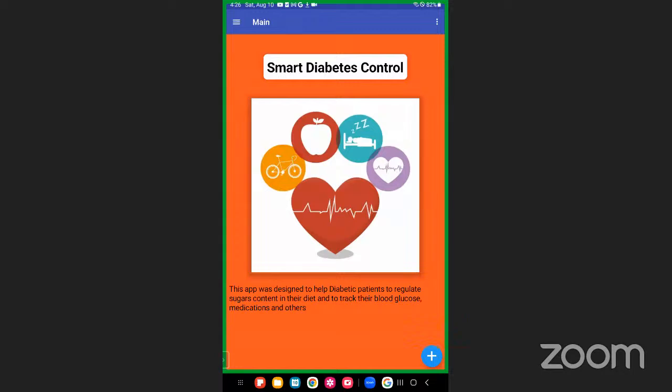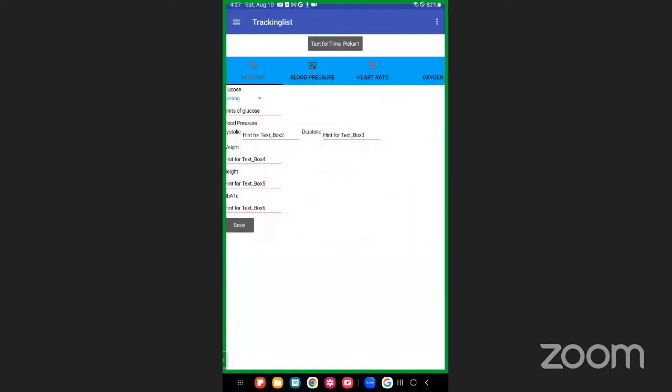The tracking list. We have a tracking list of glucose, blood pressure, heart rate, oxygen, temperature, weight, BMI, height, hemoglobin A1C, diet, exercise, insulin, medication, and more. Some fellows are working on this task. They did some, but we still have a problem separating the pages. They are searching about it. If anyone can help us, he can help us also.